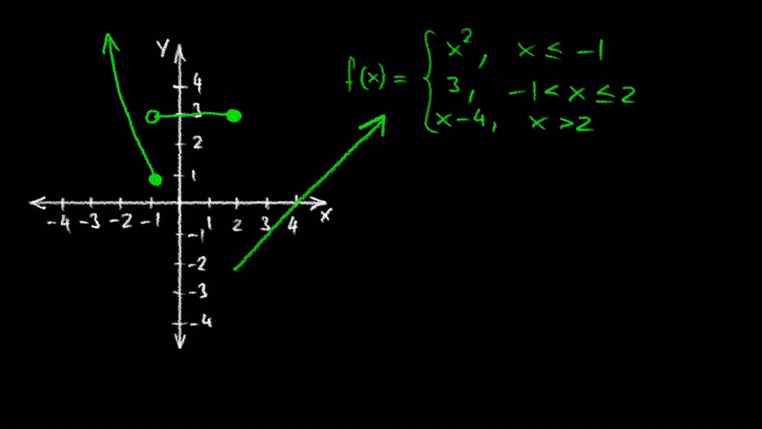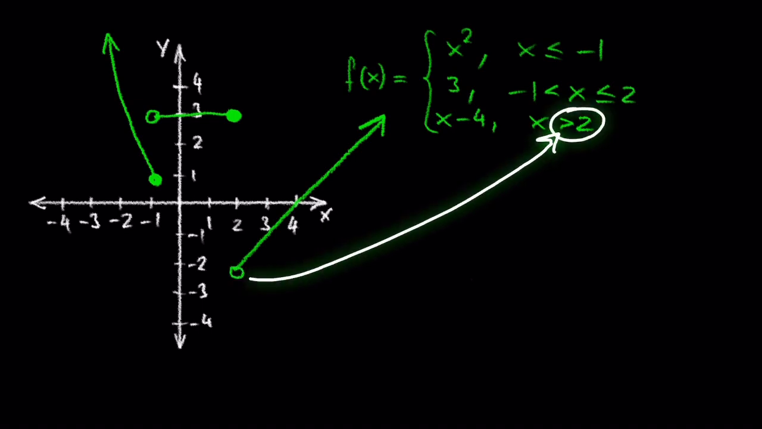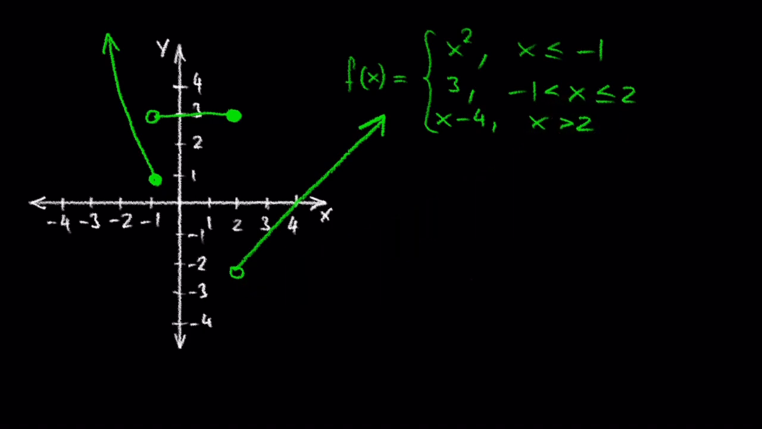We put an open circle here to show that 2 is not included. And we put an arrowhead here to show that the graph never ends. Let's do a quick recap.